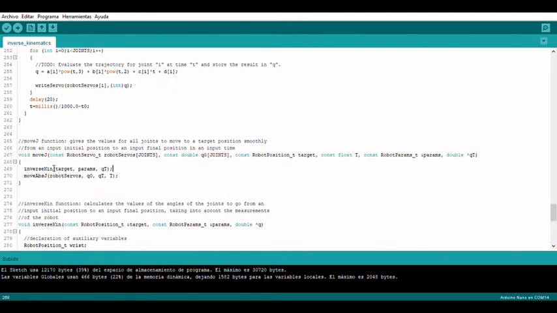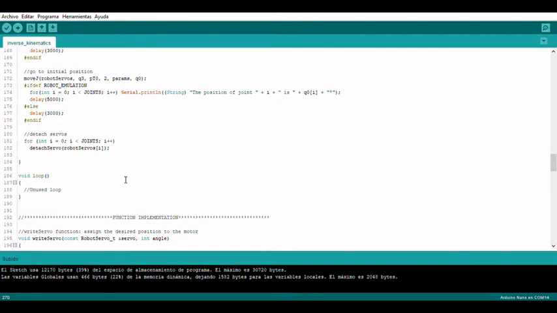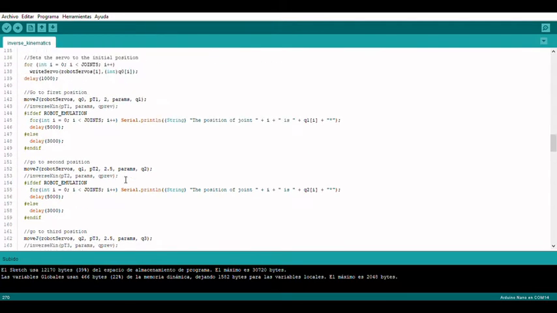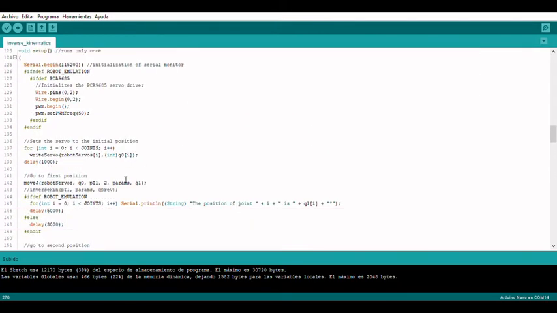We will see it later. So what we have here is that it calculates the inverse kinematics of the target point and puts the value of the joints in Qt, and then with moveJ we calculate the polynomial trajectory from the initial angles to the final angles during this time. So let's go to the code, which is here.